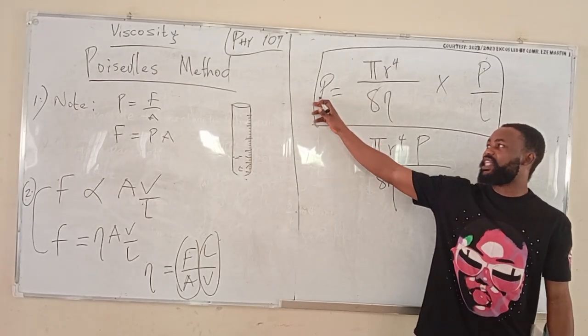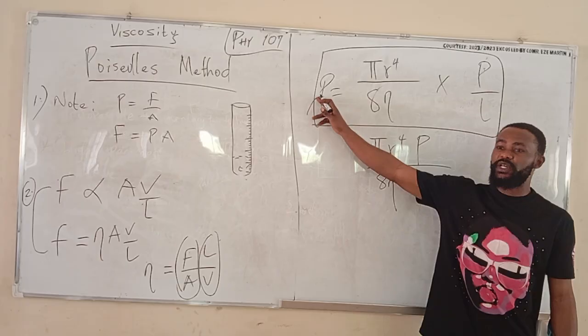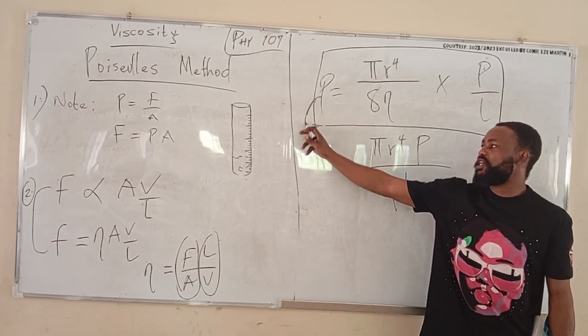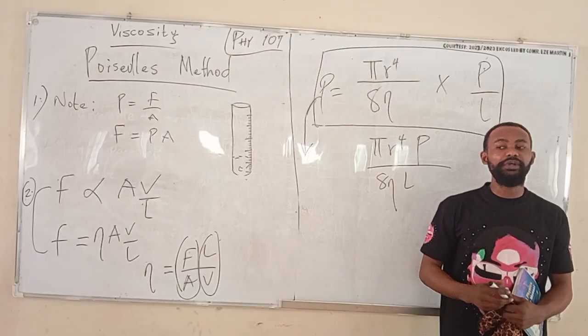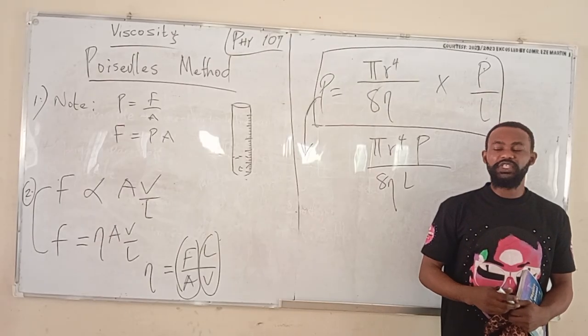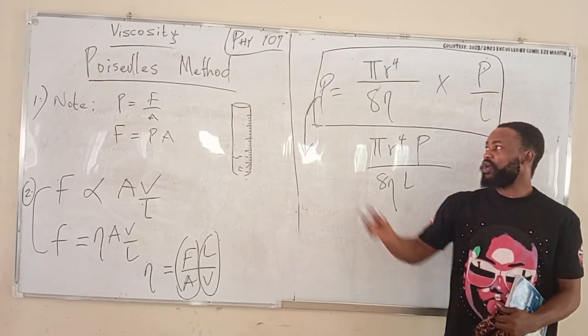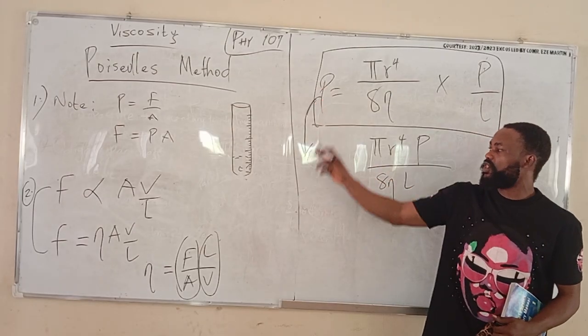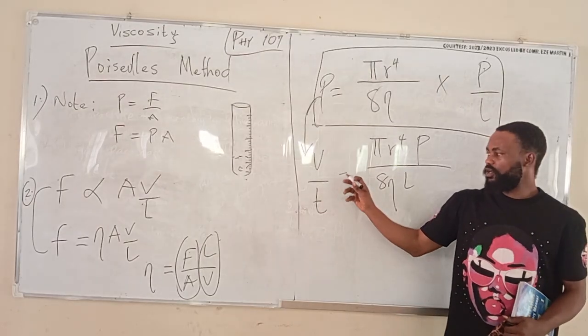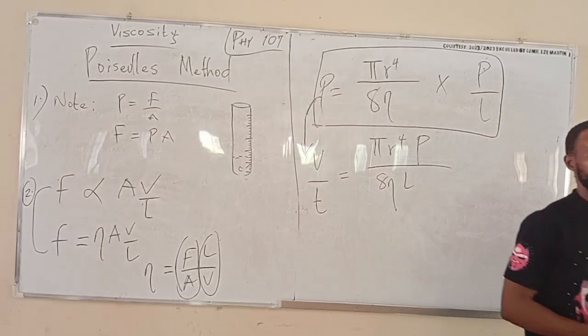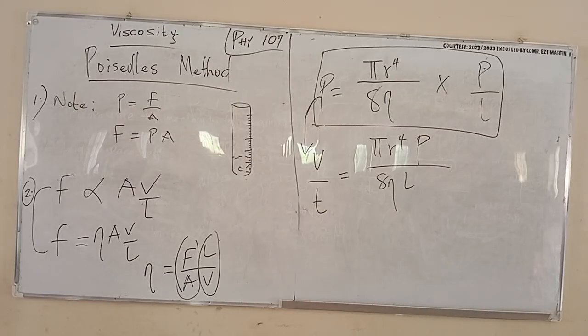Notice, we said that this is Poiseuille's. I use P for Poiseuille's. Now, this Poiseuille's law is also called the volume flow rate rule, or the volume flow rate method. So I will replace this Poiseuille's law that I put here with V over T is equal to. I said the Poiseuille's method is simply you determining volume flow rate, that is, volume at a given time.